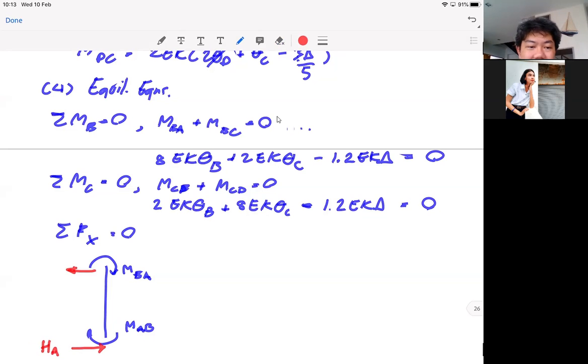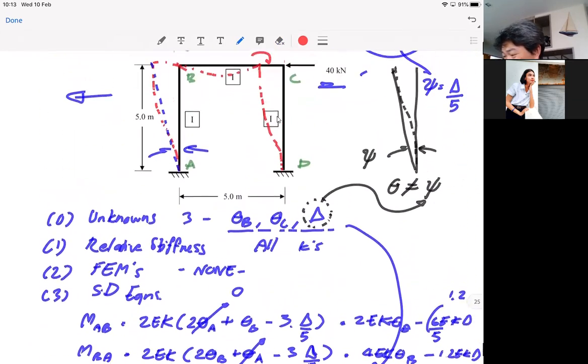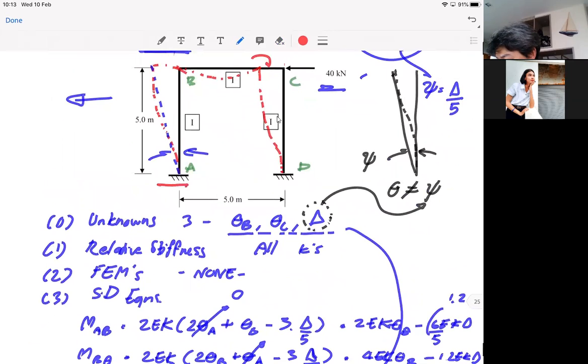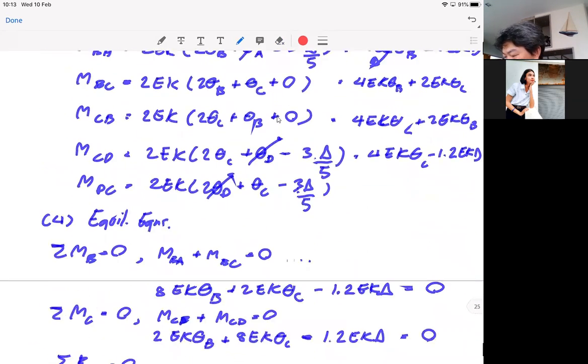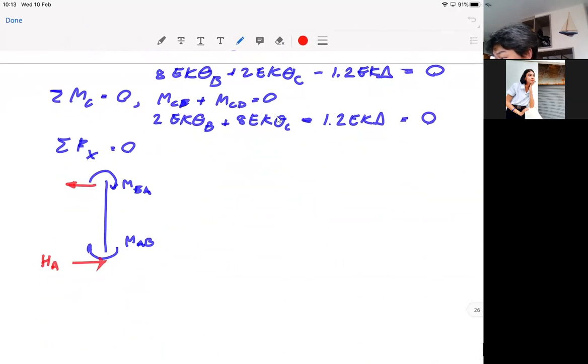So how do you obtain HA? Because if you have HA, it's this one, right? And the next free body diagram would be, the same, more of the same.